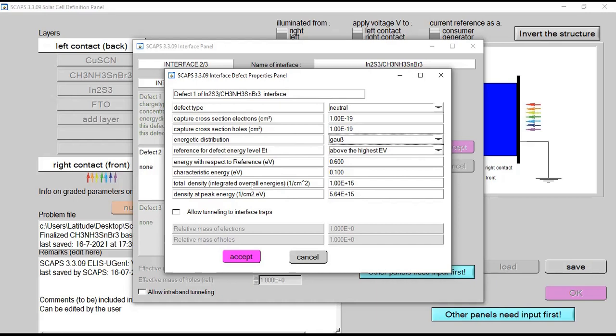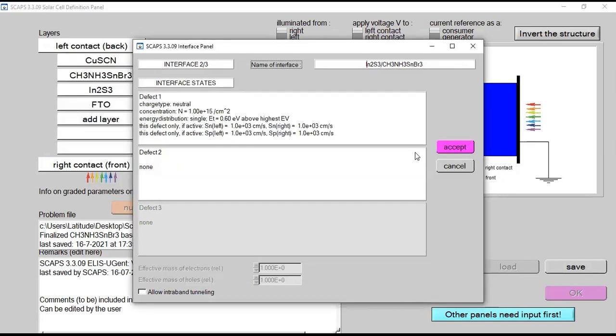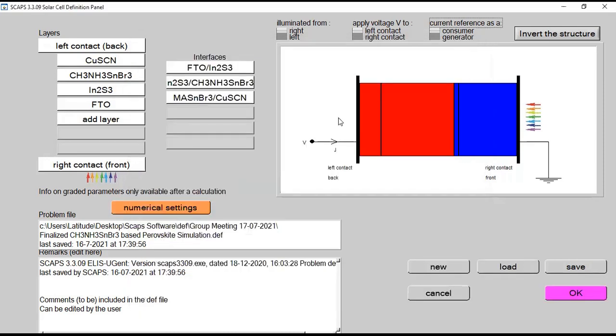First one will be integrated and second one will be the peak one. If you keep this as a single, it will show you only single. But most of the people have kept it in Gaussian. So it's about the second interfacing layer and about the defects. Okay, and this is the last one.